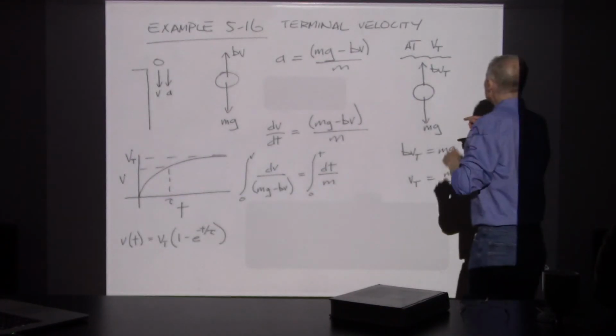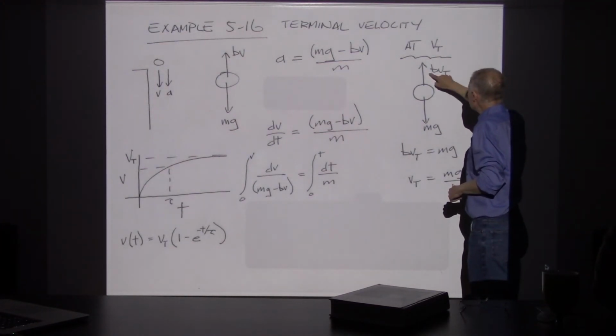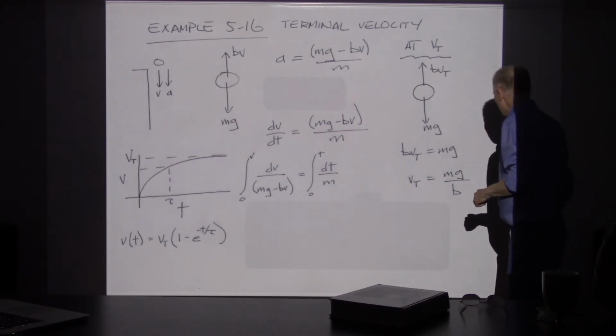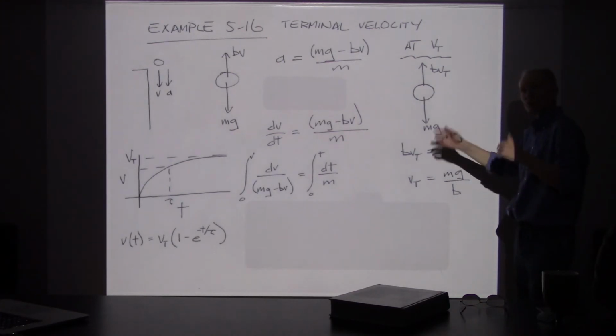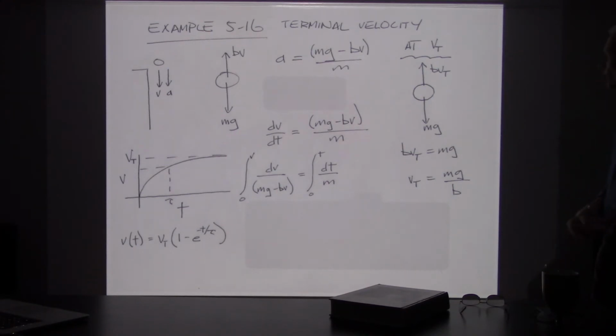Now, at terminal velocity, by definition, b times vt matches mg. So the terminal velocity is going to be given by mg over b, which is what they were writing on the previous slide, but I think it was confused with all the vector signs and the minus signs and such.